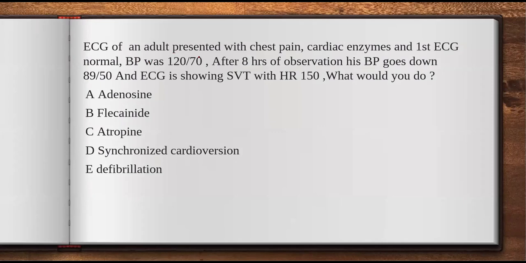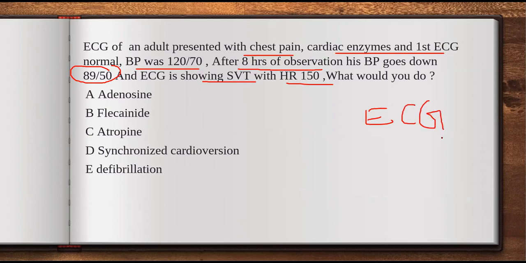Next, an adult presented with chest pain. Cardiac enzymes and the first ECG were normal, blood pressure okay. After 8 hours of observation, his BP goes down to 89 by 50. The ECG shows SVT with a heart rate of 150. What would you do? Obviously, we haven't discussed supraventricular tachycardia in our theory class, but we will discuss that very soon in our next session, which we will start after this 2 weeks free session. We'll do the ECG, in which we will finish our palpitations.